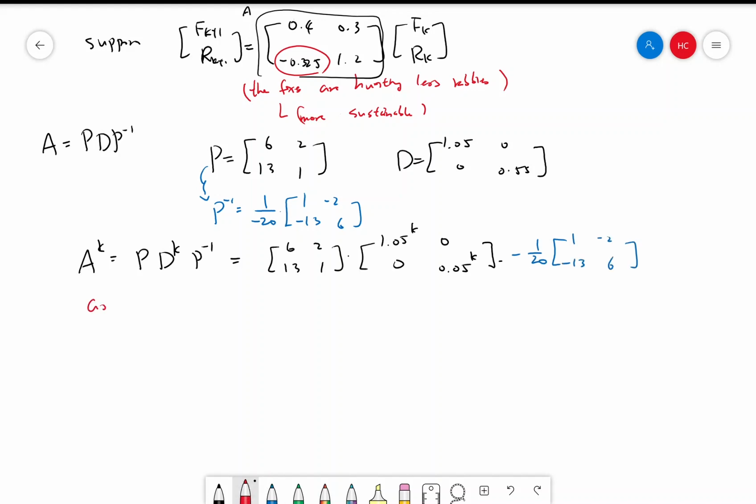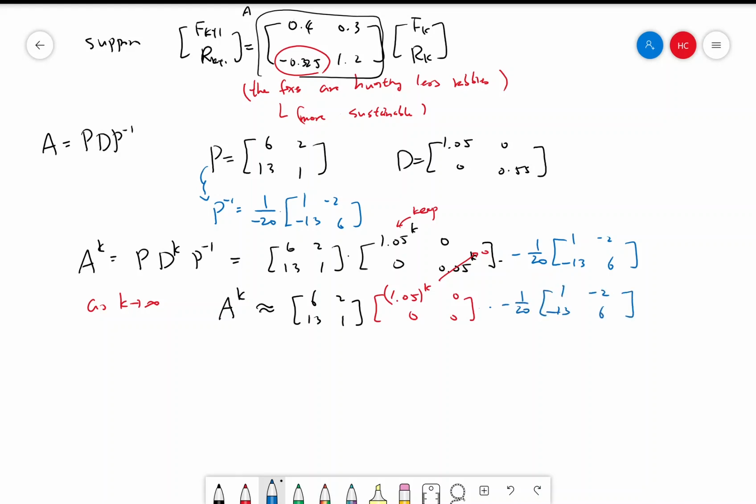Okay, so as k goes to infinity, this goes to 0. So we don't want to put infinity on the top left. We want to see how fast the terms grow. So let's keep this term. So as k grows big, A^k is roughly these three matrices multiplied together. So it's (6, 2; 13, 1) times (1.05^k, 0; 0, 0) times negative 1 over 20 times (1, negative 2; negative 13, 6). And if we use calculators, multiply all these together, this is equal to negative 120 times 1.05^k times the matrix (6, negative 12; 13, negative 26).